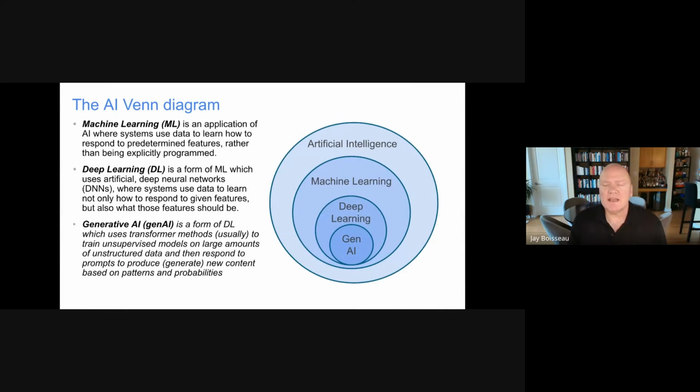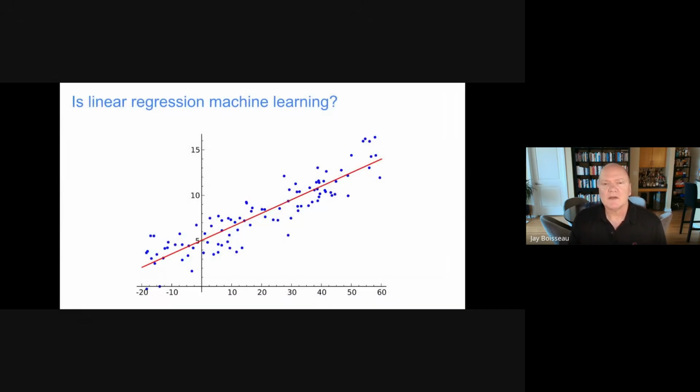You've probably all seen this diagram before. AI is a broad field. Machine learning is the current dominant class of AI in use. It used to be expert systems with the dominant form. Now machine learning is the dominant form. And there are subfields within machine learning, including deep learning, and now generative AI as a subset of deep learning. Quick question, is linear regression machine learning? Thumbs up if you think yes, thumbs down if you think no.